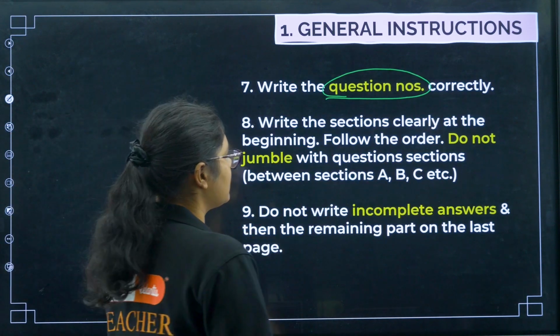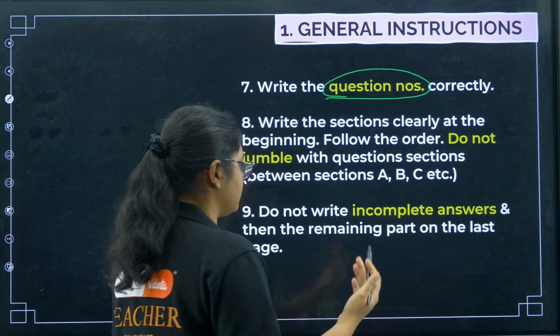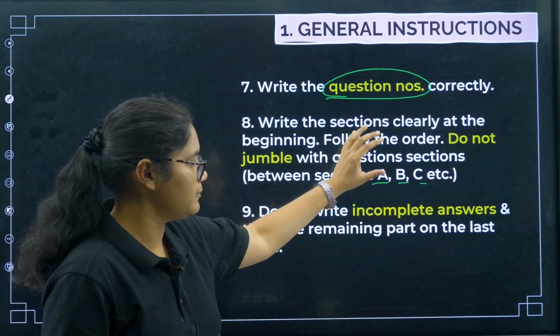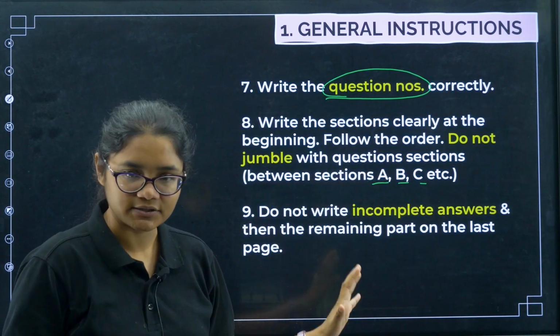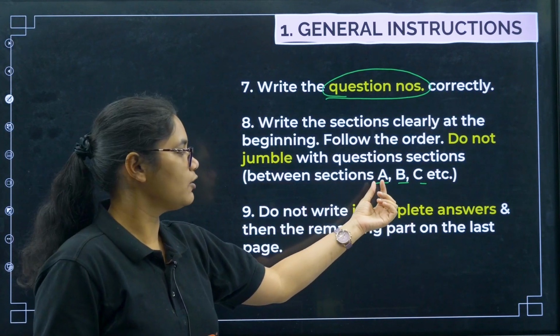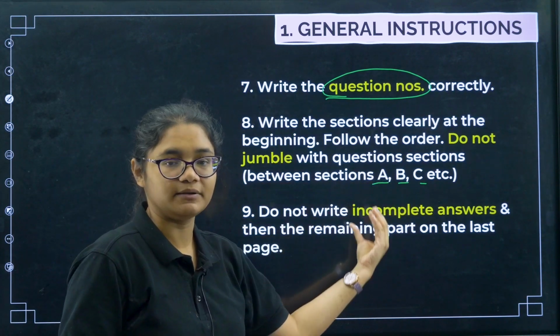After that, you have sections, right? In every question paper there are sections A, B and C. So when you have started section B, please write all the answers of section B, then go to section C. This is very important. You cannot write an answer to a section B question in section C.